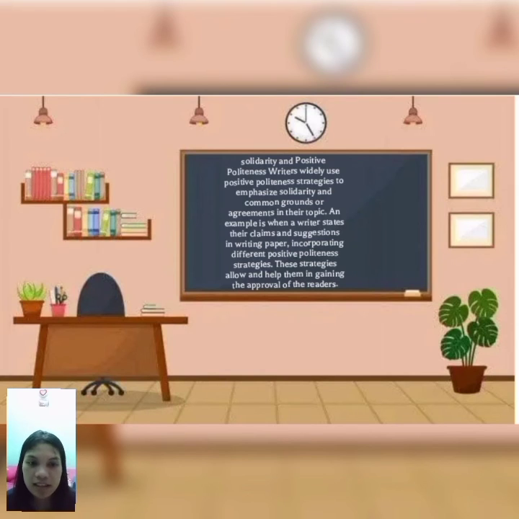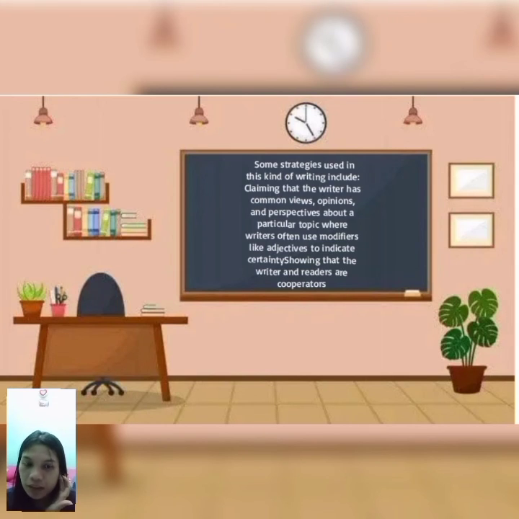These strategies help them in gaining the approval of the readers. Some strategies used in this kind of writing include claiming that the writer has common views, opinions, and perspectives about a particular topic, where writers often use modifiers like adjectives to indicate it certainly, showing that the writer and readers cooperate.